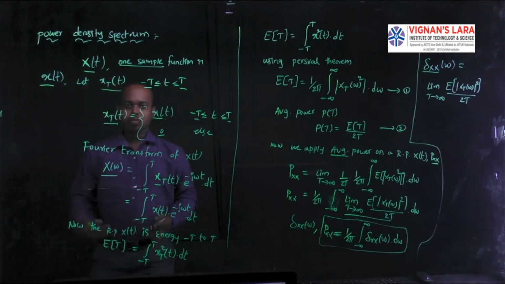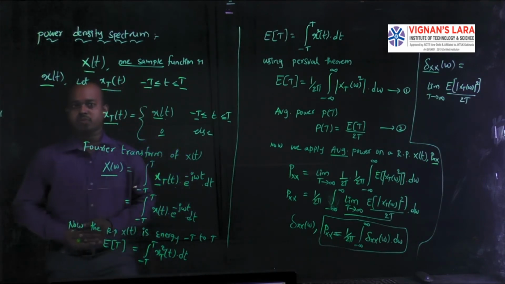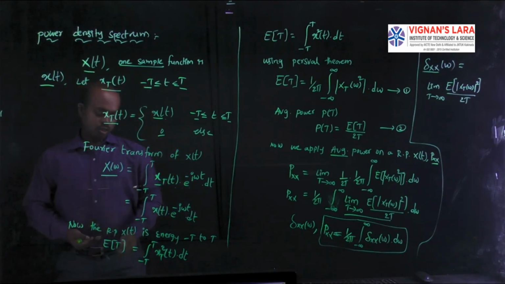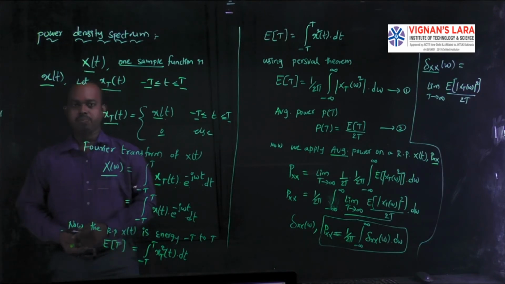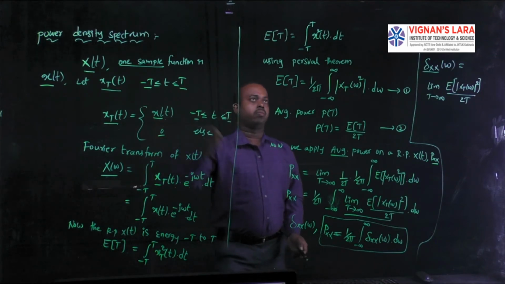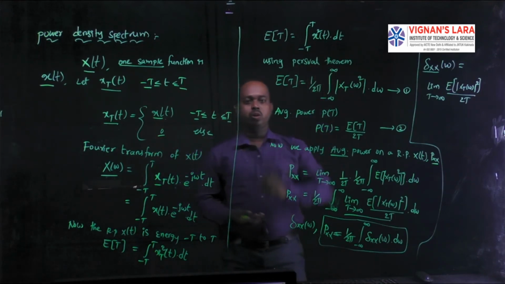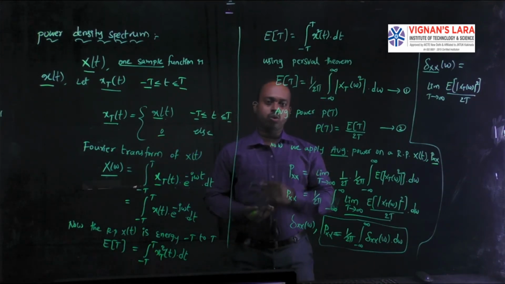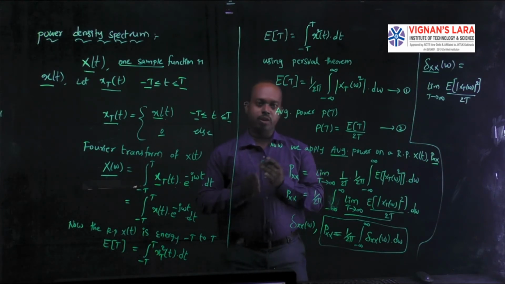Now, I need to take the energy function of the random process x of t. The energy function we represent with capital E. For the time domain, we take E of t, that is, the integral from minus T to T of x_T square of t dt. Then we replace x_T of t with x of t, that is, x square of t dt. But I want that energy function in the frequency domain.